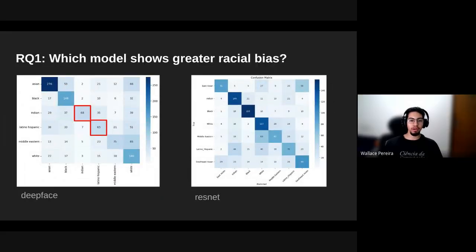I will now answer the research questions. The first question is, which model shows greater racial bias? Looking at the confusion matrix, we can see that Deepface shows more racial bias. This is evident from its lower values on the main diagonal, indicating more classification errors, especially for Latino and Indian faces, while ResNet 18 correctly classifies more faces overall.